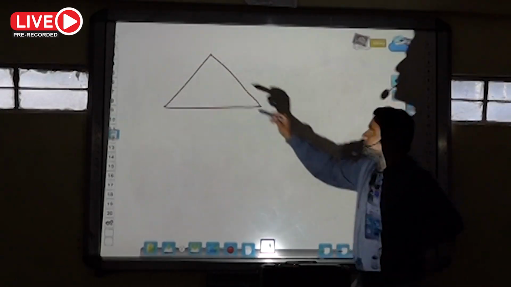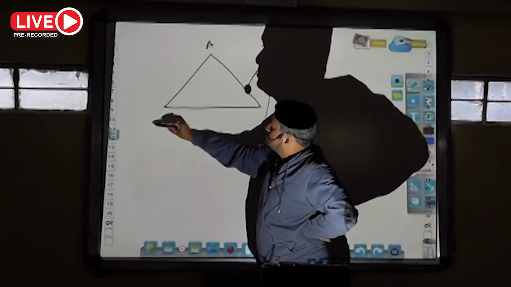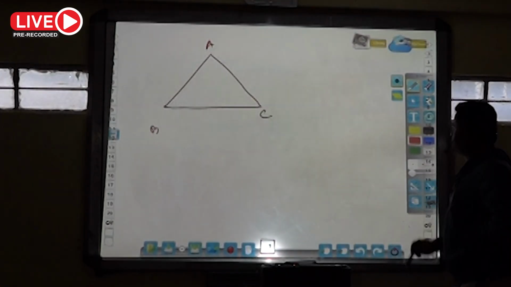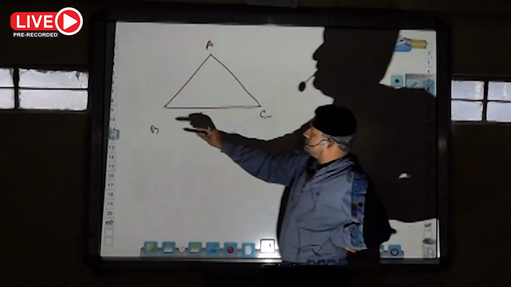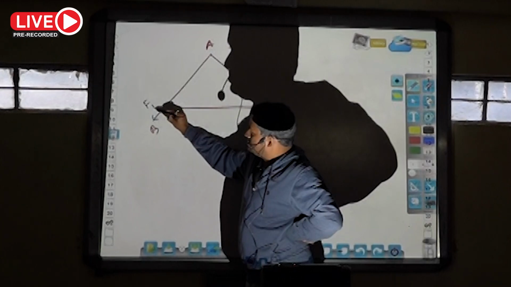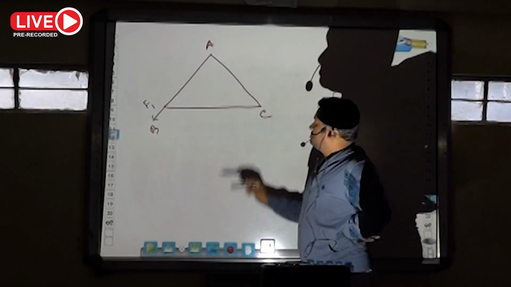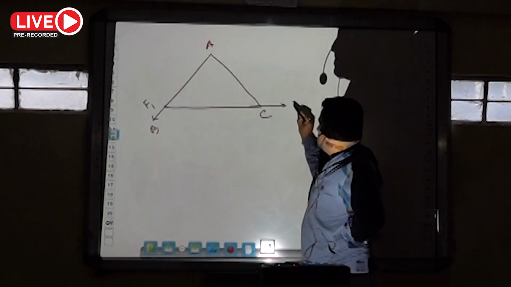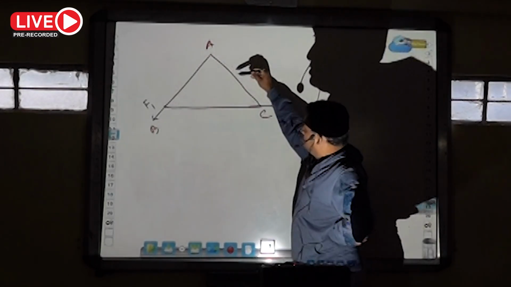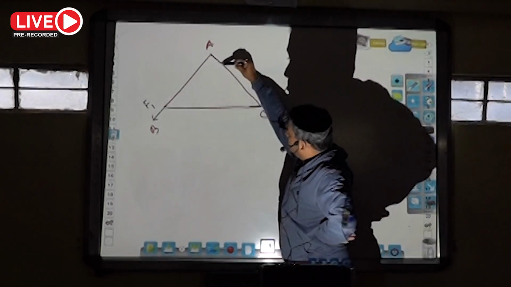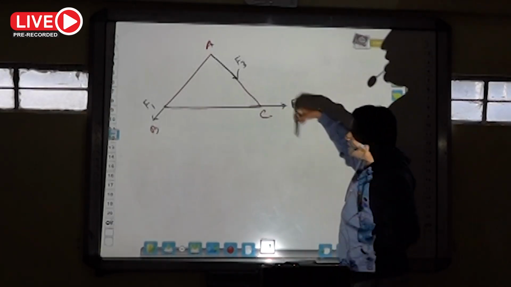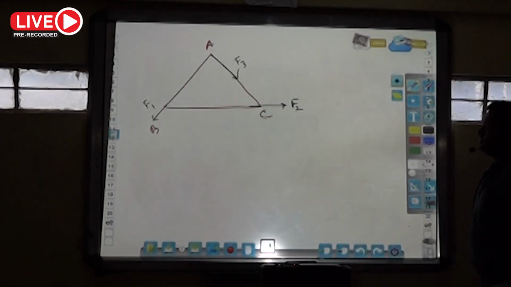So this one is the equilateral triangle ABC, and it is said that three forces are acting. One is acting along AB, that is F1. One is acting along BC, that is F2. Third one is acting along AC, means like this, F3. You can also draw it along this, no issue.